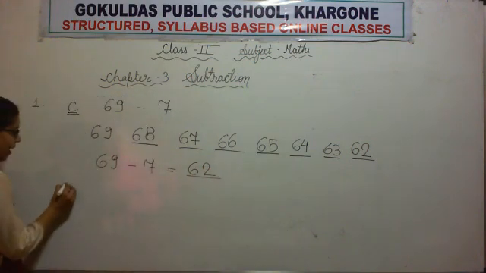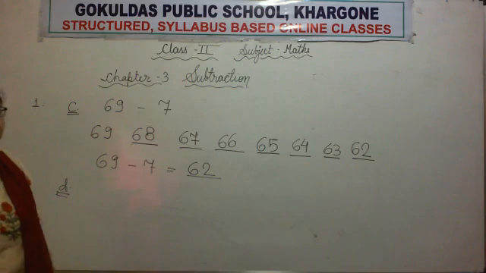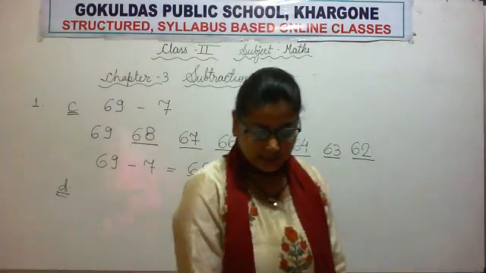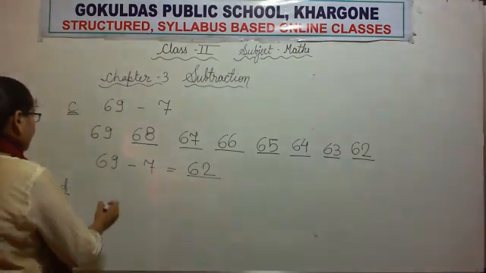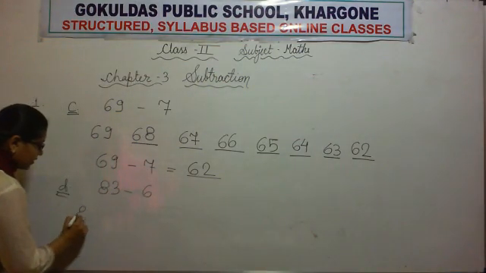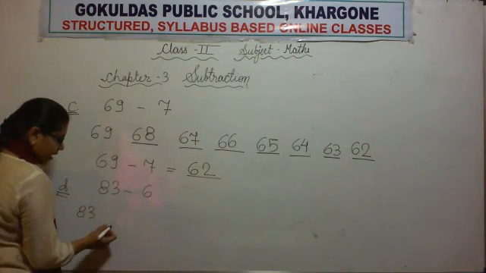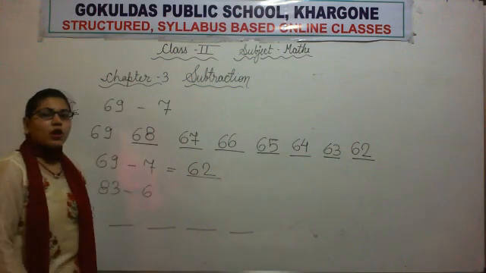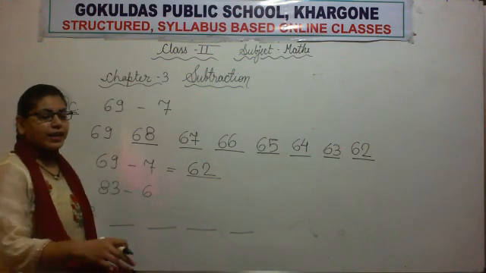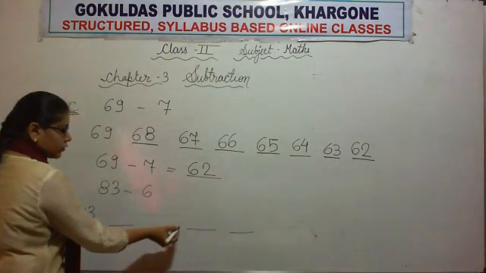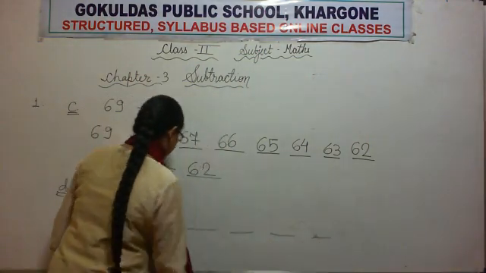Okay. Now part D. This is very simple. Part D is 83 minus 6. Okay. 83 minus 6. Minus 6 is there, so we will make 6 blank places. In your book, your blank places are already there in the form of clouds. Okay. So no need to worry. 1, 2, 3, 4, 5 and 6.